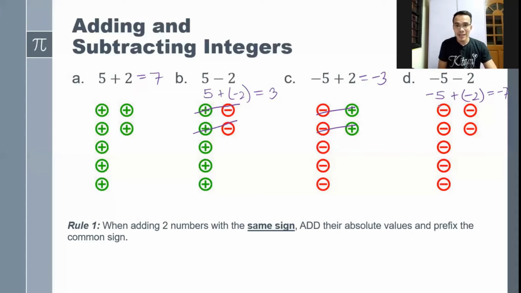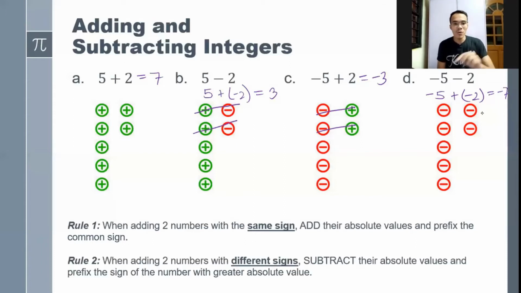Letter D, negative 5 and negative 2 have the same sign. Both of them are negative. So what you're going to do, just get their absolute values. The absolute value of negative 5 is just 5. The absolute value of negative 2 is just 2. 5 plus 2 is 7, and copy the sign. Copy the common sign, which is negative. So the answer is negative 7.